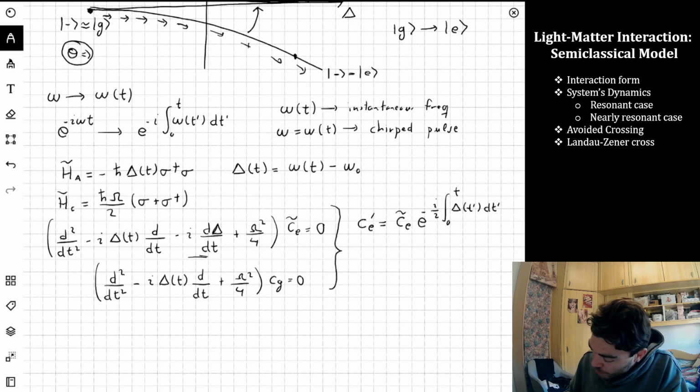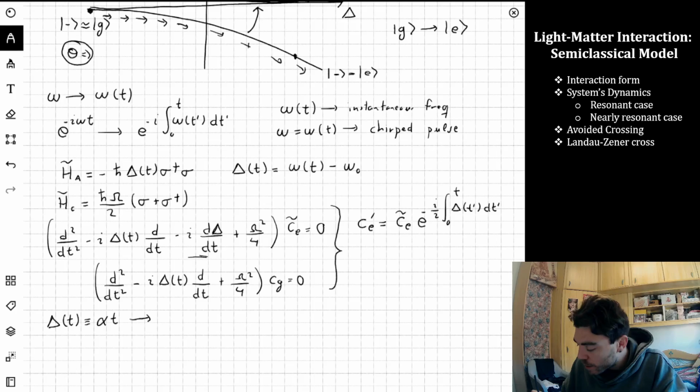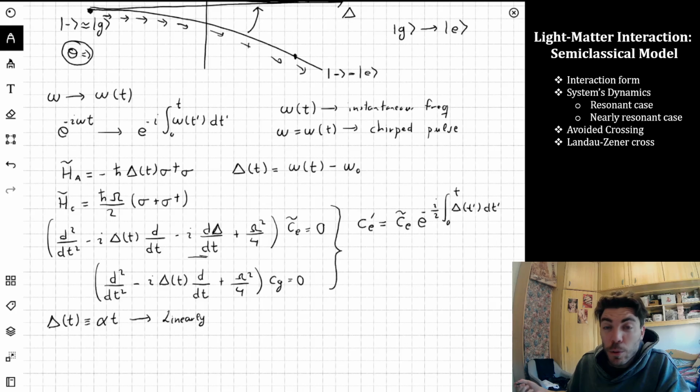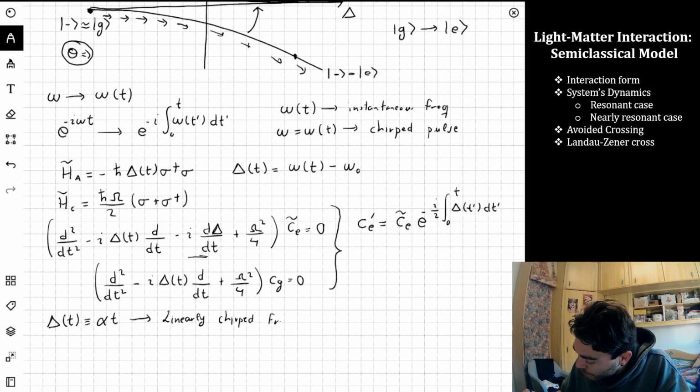And then also let's consider that delta t is equal to alpha times t. This means that we are linearly sweeping the frequency, which is a very reasonable assumption, a very reasonable thing to do. So it's a linearly chirped frequency.